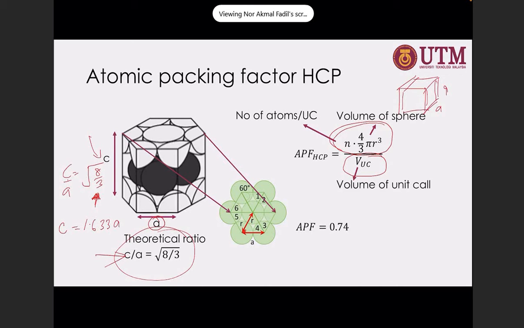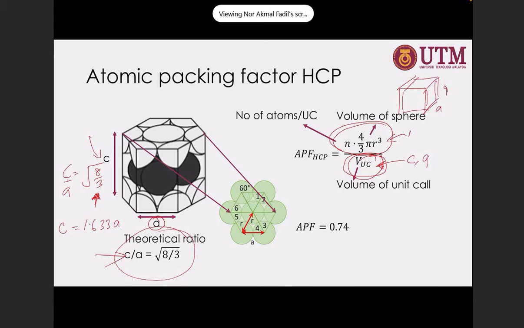Okay, so now we know the concept is we need to cancel the unknowns, which is R. The variable here is R. The volume of the cell contains constants such as C and A, because it is a hexagonal prism, where the cross section is a hexagon.